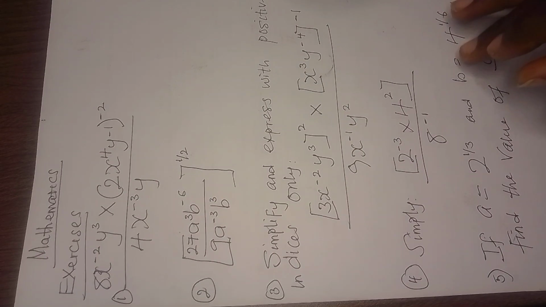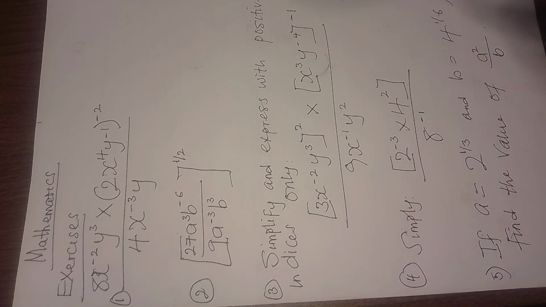Now, the first question I want to solve here is 8x raised to the power of minus 2, y raised to the power of 3, multiplied by, in brackets, 2x raised to the power of 4, y raised to the power of minus 1, close bracket, all raised to the power of minus 2. Everything all over 4x raised to the power of 3, then y. Now, how are we going to solve this question?